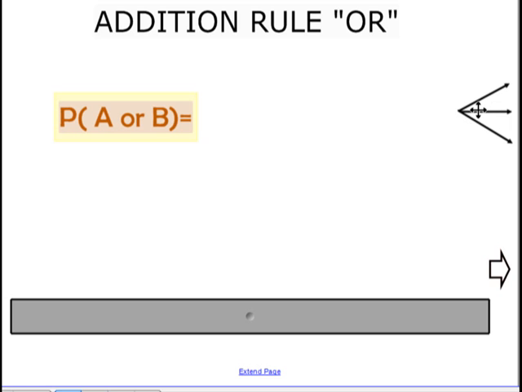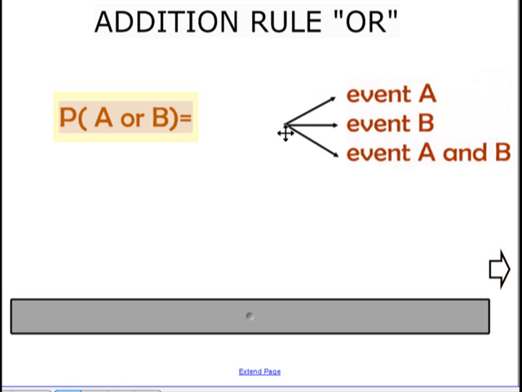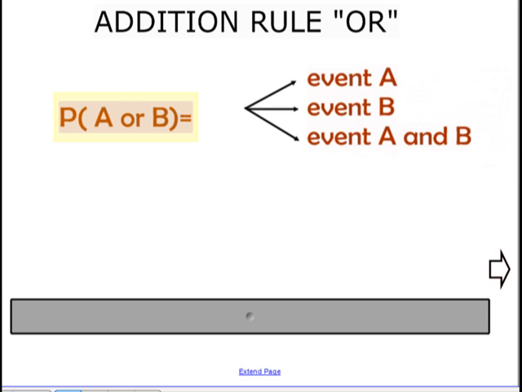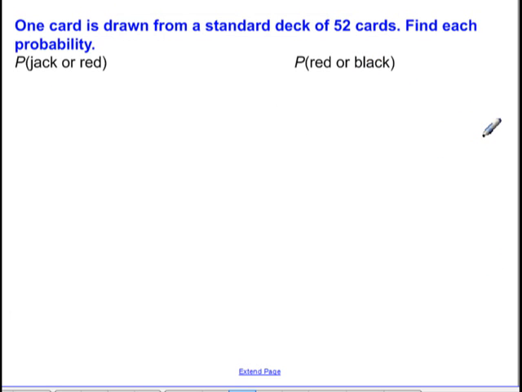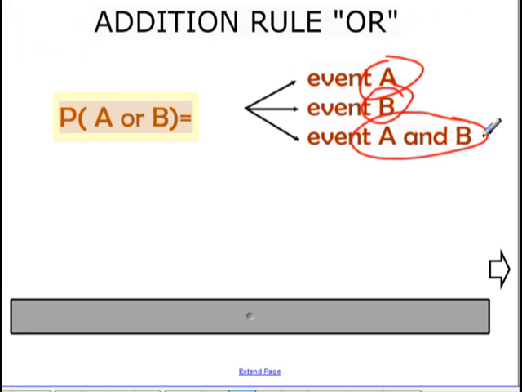In an "or" situation, the simplest way to calculate it is to calculate the probability that the first event happens, calculate the probability that the second event happens, but then we also have to account for the probability that both things happen. The example we're going to look at is drawing cards from a deck and finding the probability of getting a card that is either a jack or a red card. Event A would be getting a jack. Event B would be getting a red card.